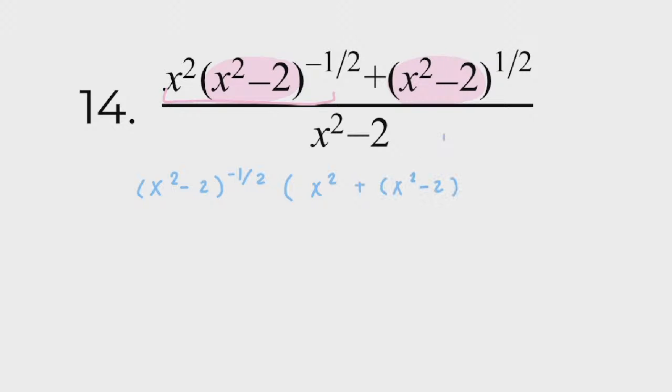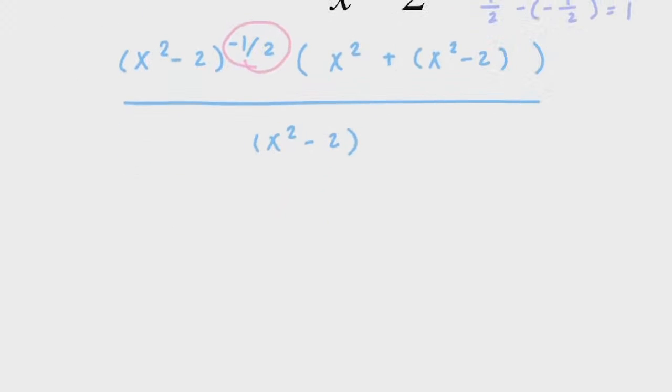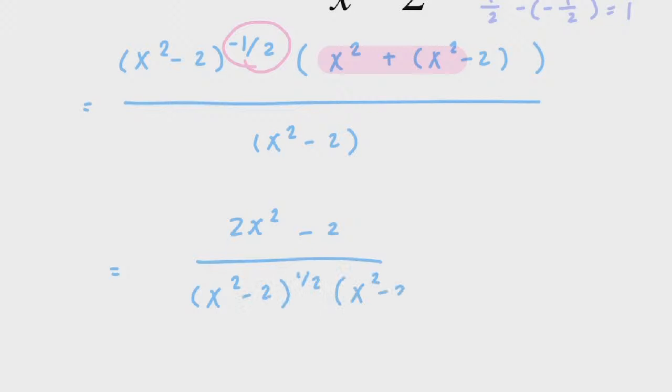Again, to figure out the exponent, that'll be -1/2 minus -2, which will equal 1 over x squared minus 2. Since this has a negative exponent, I can bring this down to the denominator, and I can also combine x squared and x squared. So that'll be 2x squared minus 2 over x squared minus 2 to the 1/2 times x squared minus 2.